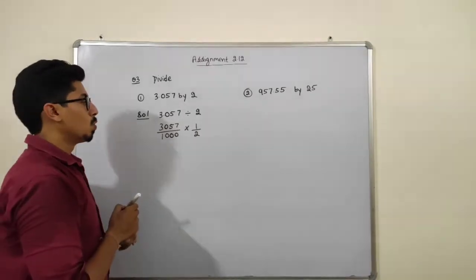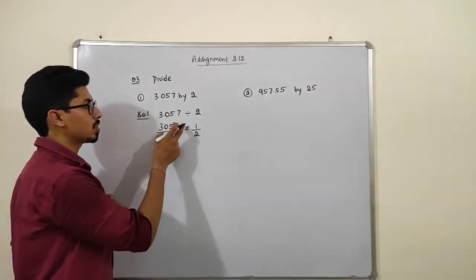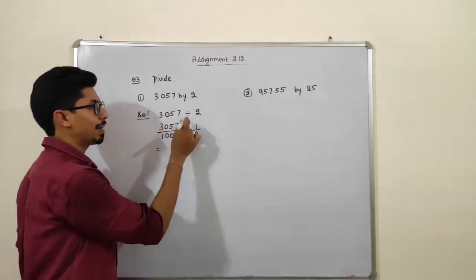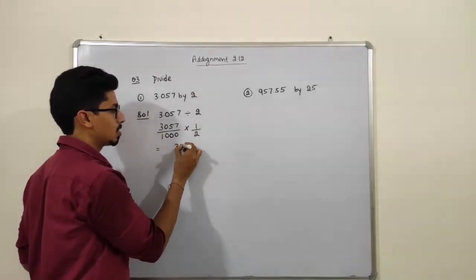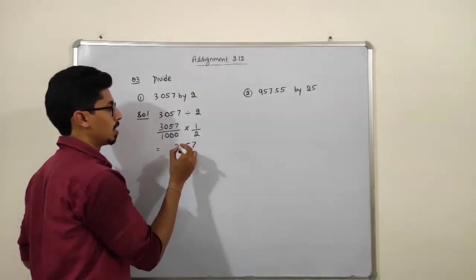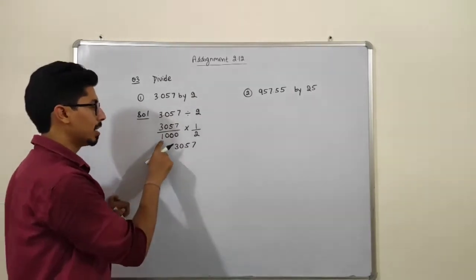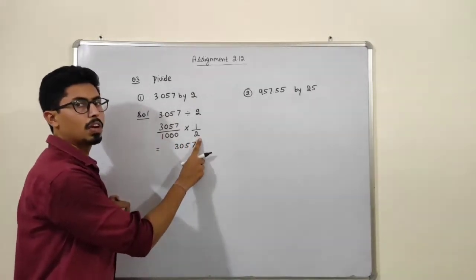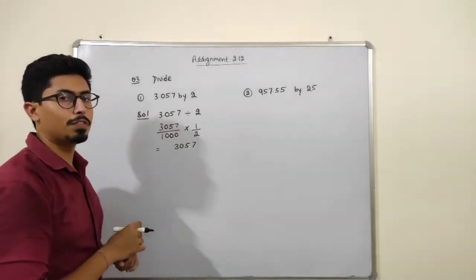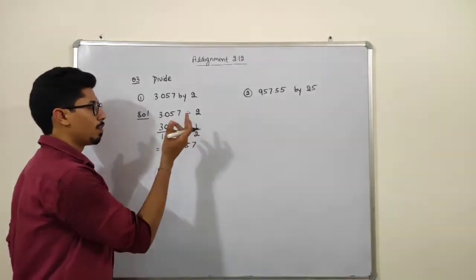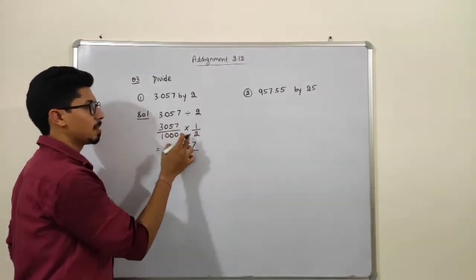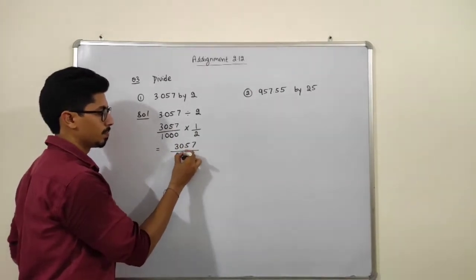Okay. So what I have to do is, first it will be 3057 multiplied by 1, that is 3057. Now in the denominator there is not only this number, but we also have 2 here. So what we have to do, students, first of all multiply these numbers, so it will be 2000 also.